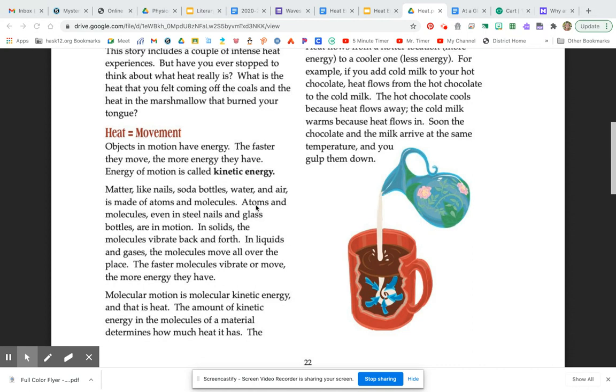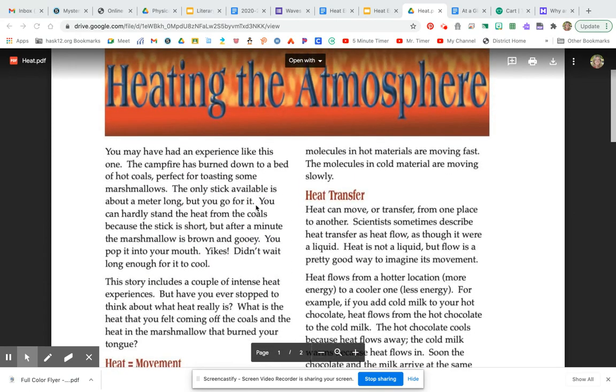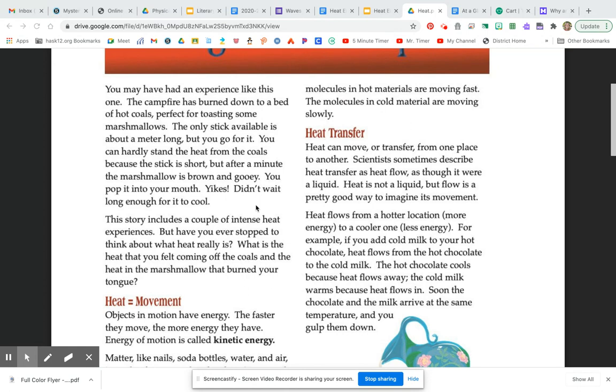The amount of kinetic energy in the molecules of a material determines how much heat it has. The molecules in hot materials are moving fast. The molecules in cold materials are moving slowly.